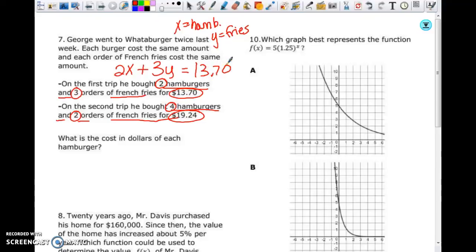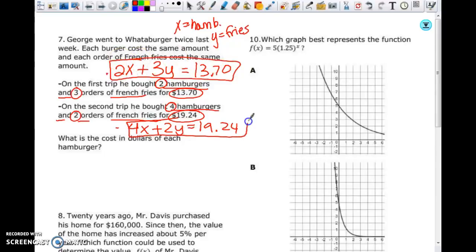The second trip, he bought 4 hamburgers and 2 fries. Remember, hamburgers X, fries Y, for $19.24. What is the cost in dollars of each hamburger? Remember, the minute you have 2 equations, that's a system. So how do we solve? You put each one in Desmos. Go on ahead, pause your video, and put both of them in Desmos.